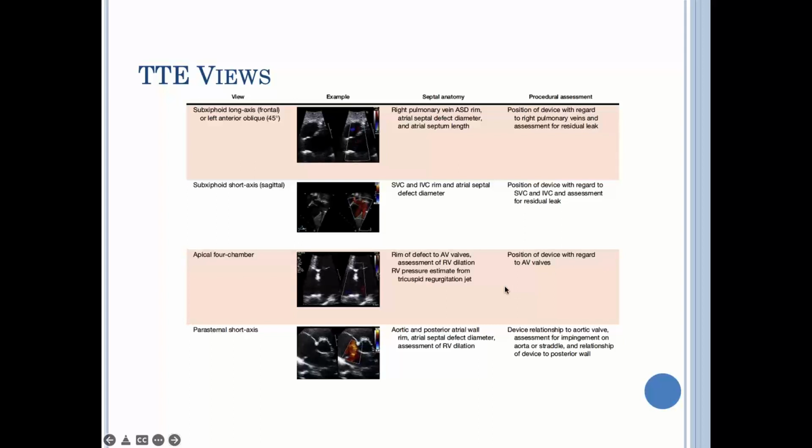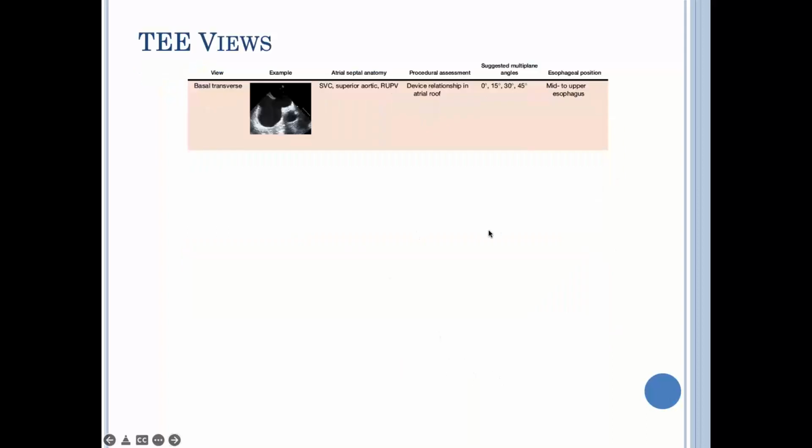And similarly, for the parasternal short axis view, it's good if we're looking at the aortic and posterior atrial wall rims. With the TEE, they again provide various angles, the different views for looking at the defects.